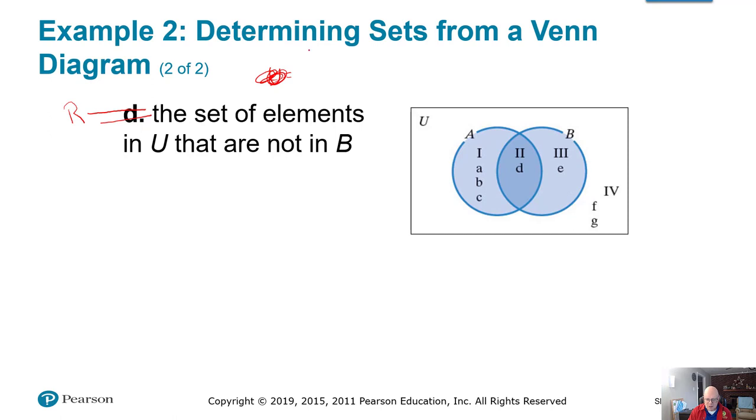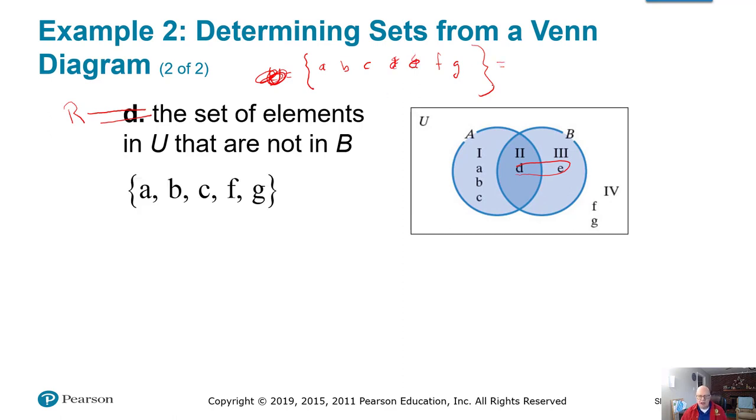So one way you can do this is start with a rough draft, so to speak. It says in U but not B. So why not start with everything that's in U? So you've got A, B, C, D, E, don't forget F and G. And then it says, we're not quite finished, not in B. Well, we don't want D and E then. So we'll scratch out the D, scratch out the E, rewrite it, and we've got our answer.